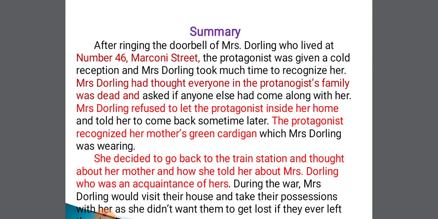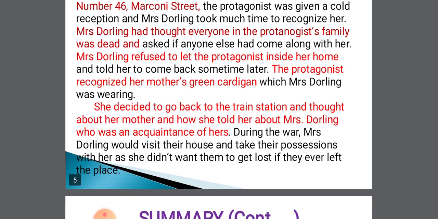Okay. Now the summary: you will see after ringing the doorbell of Mrs. Darling, who lived at number 40. Sorry, the address is 46 Marconi Street. The protagonist was given a cold reception, and Mrs. Darling took much time to recognize her. Mrs. Darling had thought everyone in the protagonist's family was dead, and asked if anyone else had come along with her. Now, Mrs. Darling refused to let the protagonist, the narrator, inside her house, and told her to come back sometime later.